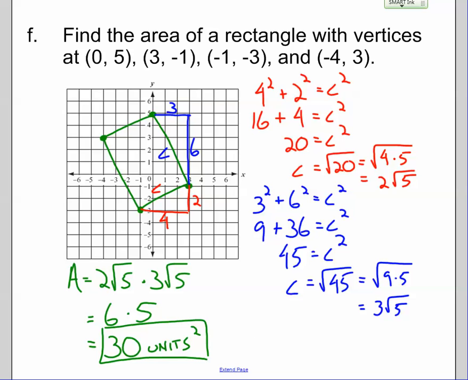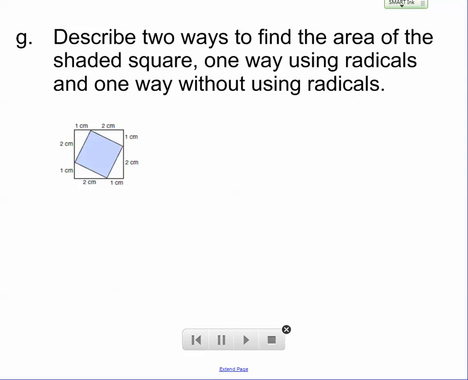So, describe 2 ways to find the area of the shaded square. One way using radicals and one way without using radicals. Okay. Well, the way using radicals would be what we just did on the previous 2 examples. So here's method number 1.